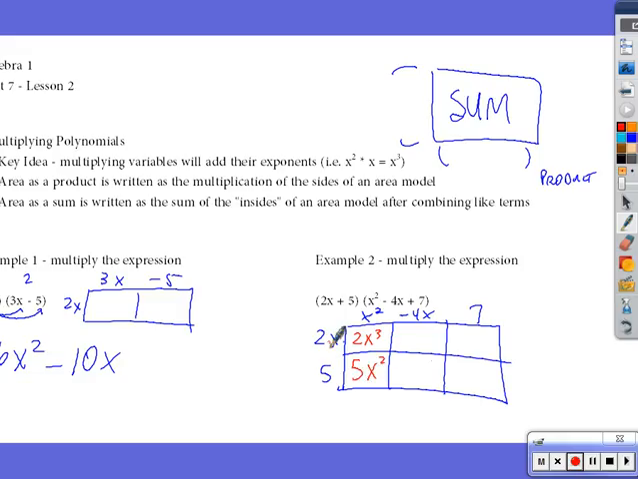Let's fill each of these in. 2 and negative 4x, negative 8x. 5 and negative 4x is negative 20x. Sorry, that was an 8x squared. 2x and 7 is 14x. 7 and 5 is 35.